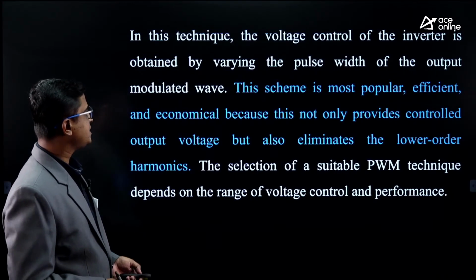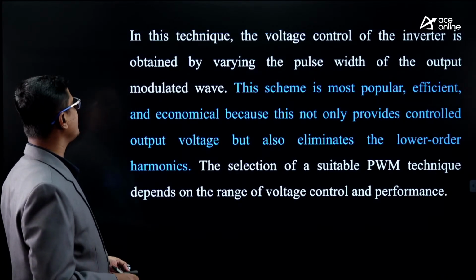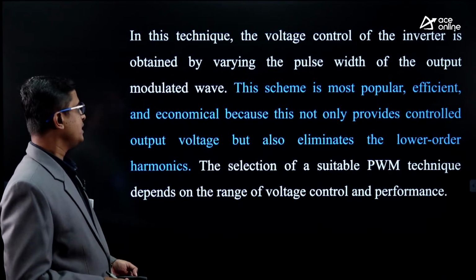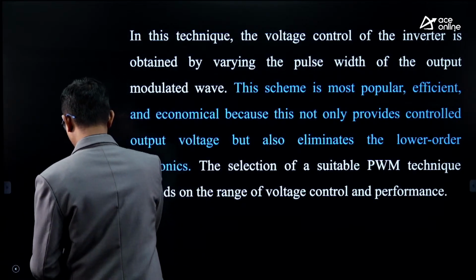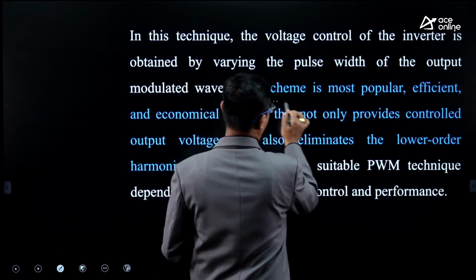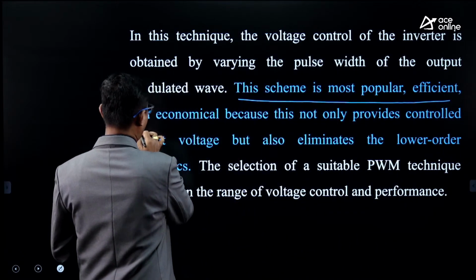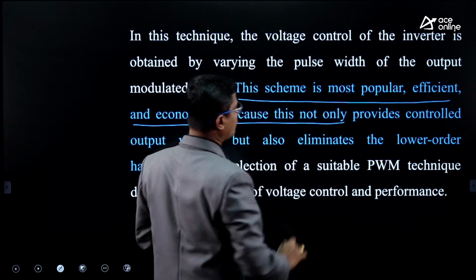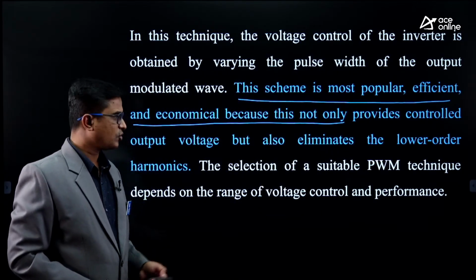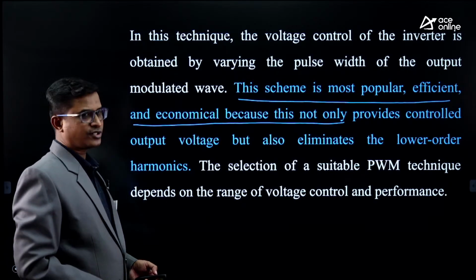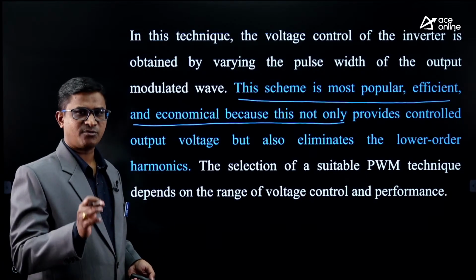In this technique the voltage control of the inverter is obtained by varying the pulse width of the output modulated wave. This scheme is most popular, efficient and economical, because it not only provides the controlled output voltage but also eliminates the lower order harmonics. We will discuss how this technique is used for elimination of the harmonics also.